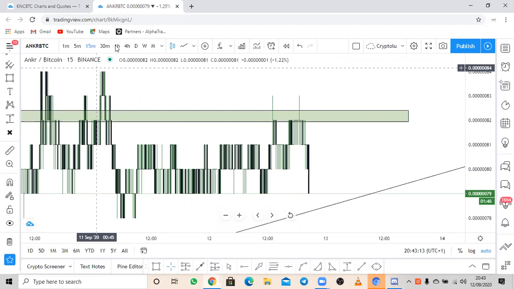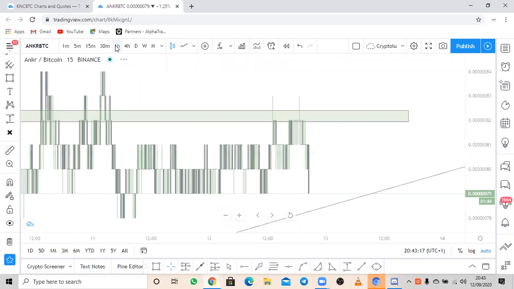Someone asked, can't we still buy? Yes, you can still buy AMB. I don't know about KNC for now because I'm not looking at the chart. You can still buy AMB, and I think it's misbehaving again.